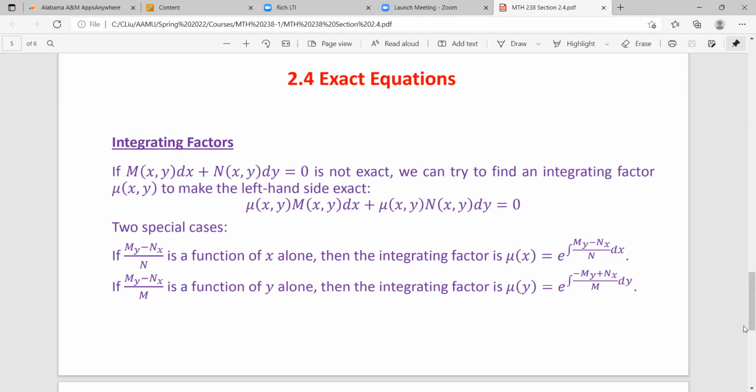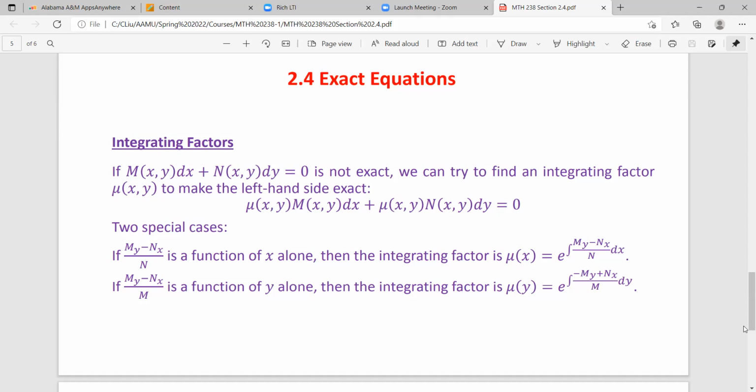The other case is if partial M partial y minus partial N partial x, over N, is a function of y alone. That's the second case. Then the integrating factor will be e to the integral of negative (partial M partial y minus partial N partial x) over M dy. So it becomes more complicated. We have an additional step to find the integrating factor.